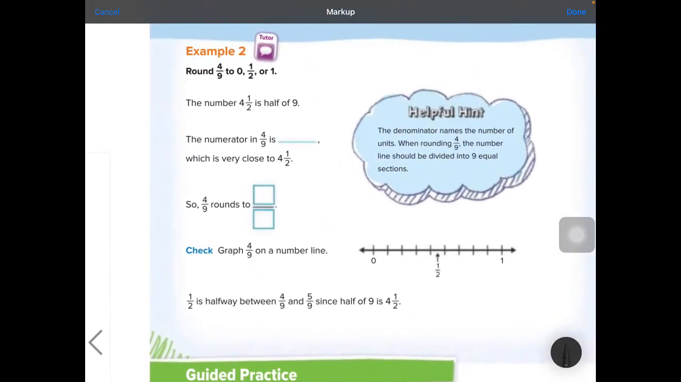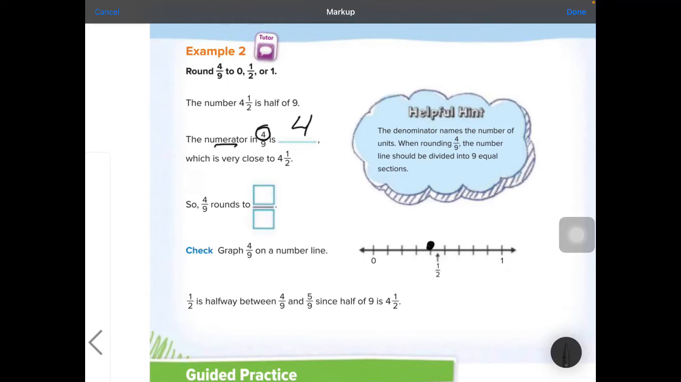Example 2. We're going to round 4/9 to 0, a half, or 1. Then we're going to look, the number 4.5 is half of 9. The numerator of 4/9 is 4. They're asking for the numerator. Numerator is the top number, which is very close to about 4.5. So 4 over 9 on the number line goes to about right there.